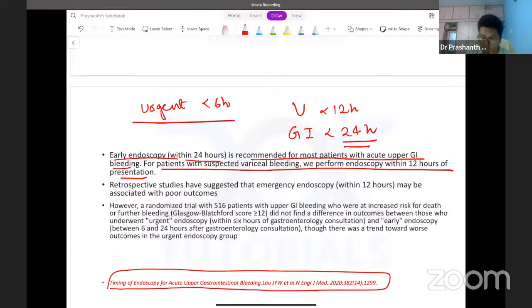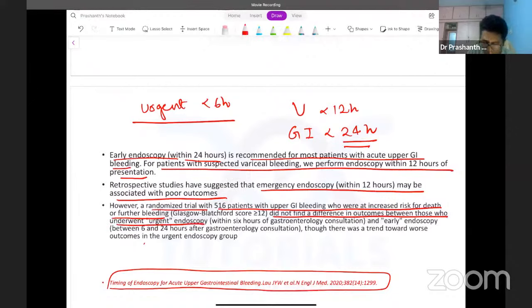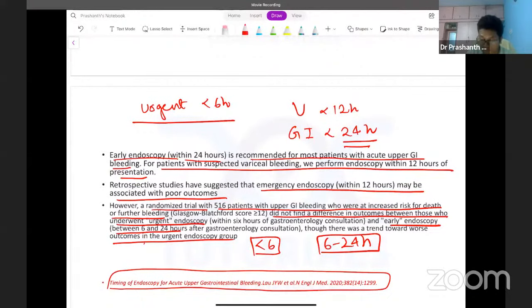It's also been shown that emergency endoscopy within 12 hours may be associated with poor outcomes. So emergency or urgent endoscopy is usually avoided because it has a bad prognosis. They have done a randomized control trial, this particular trial, where 516 patients with upper GI bleed were divided, and it did not find any significant difference in outcome between those who underwent urgent endoscopy, that is within 6 hours, versus early endoscopy, that is between 6 to 24 hours, suggesting a trend towards worse outcomes in the urgent endoscopy group. So doing it within less than 6 hours is in fact harmful. So this is very important.